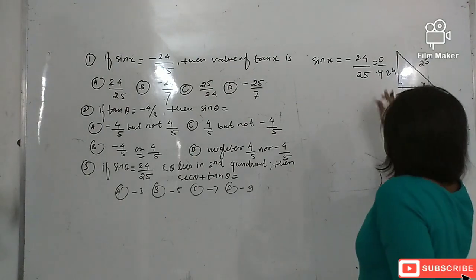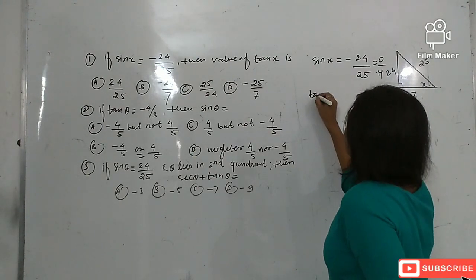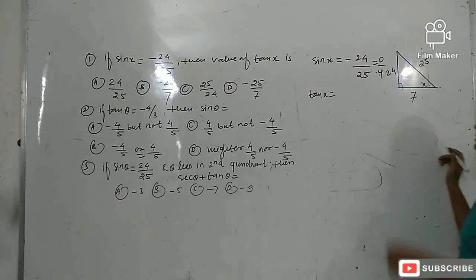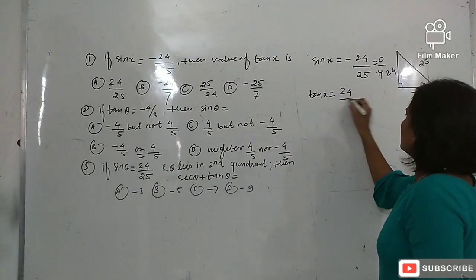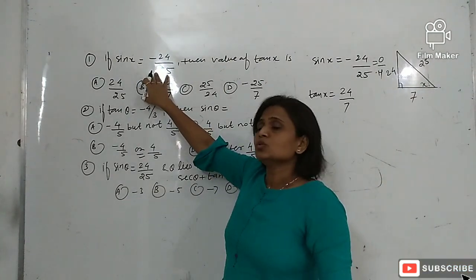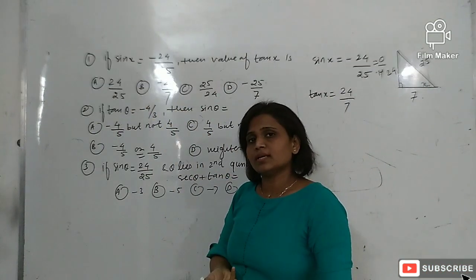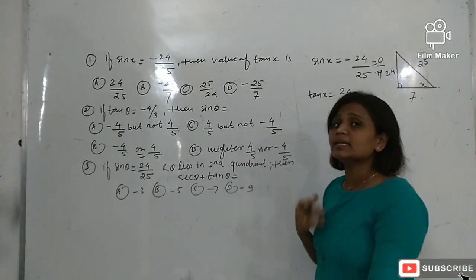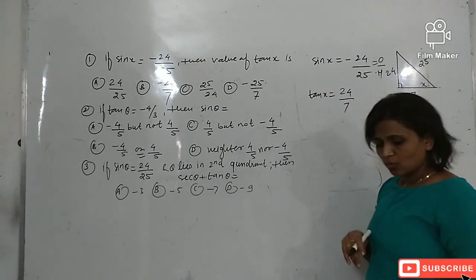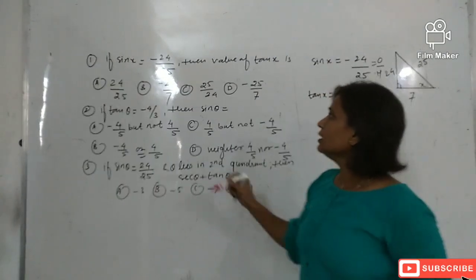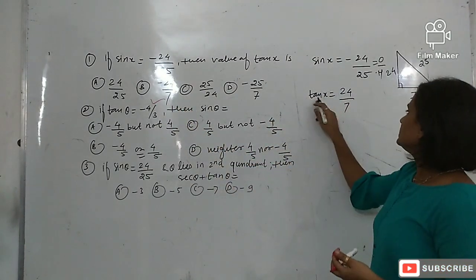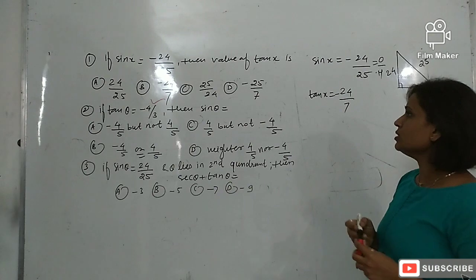Okay. Now write the value of tan x. So tan x value is what? It is opposite upon adjacent, means it is 24 upon 7. And this sign is given negative. So if sin is negative or cos is negative, one of the values is negative, then tan is definitely negative. So that's why we have to go with the second option B, minus 24 upon 7. This tan value is minus 24 upon 7.